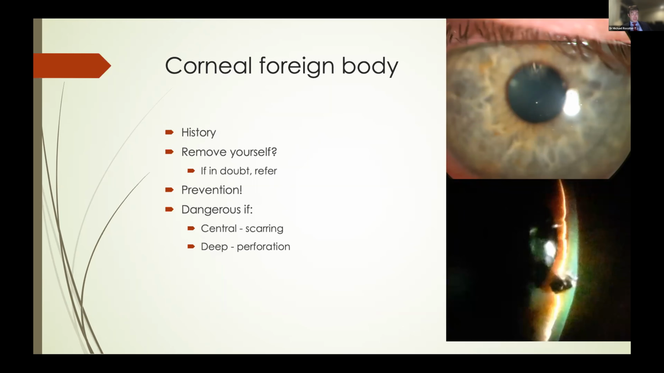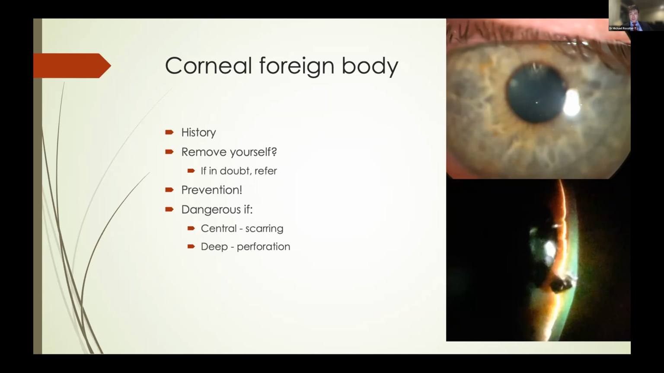This is a huge foreign body that's actually penetrated the cornea. That's extremely rare. Now, the question is, should you try to remove this yourself? We have it easy with our equipment. I would say if you're ever in any doubt about a foreign body, it's absolutely fine to refer it on to someone who is comfortable to remove it with all the equipment that we have.